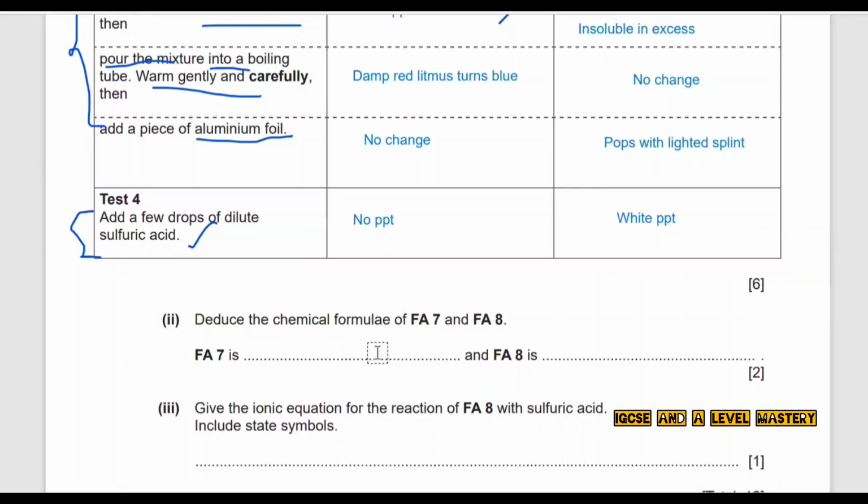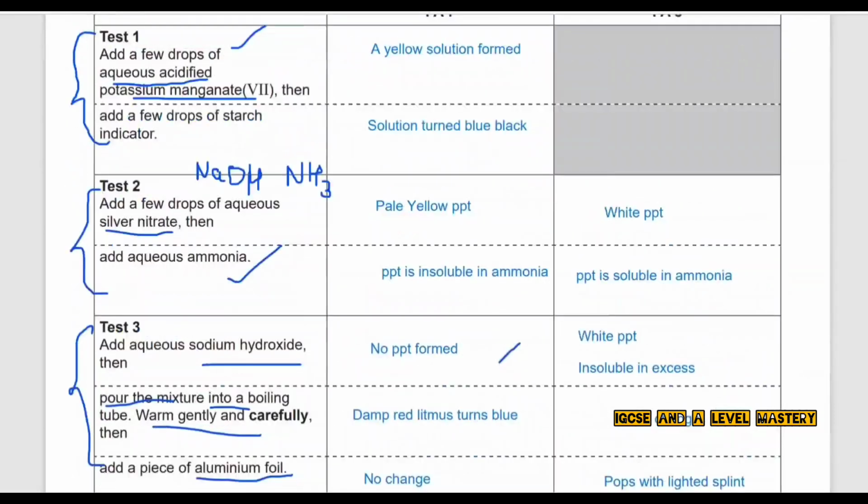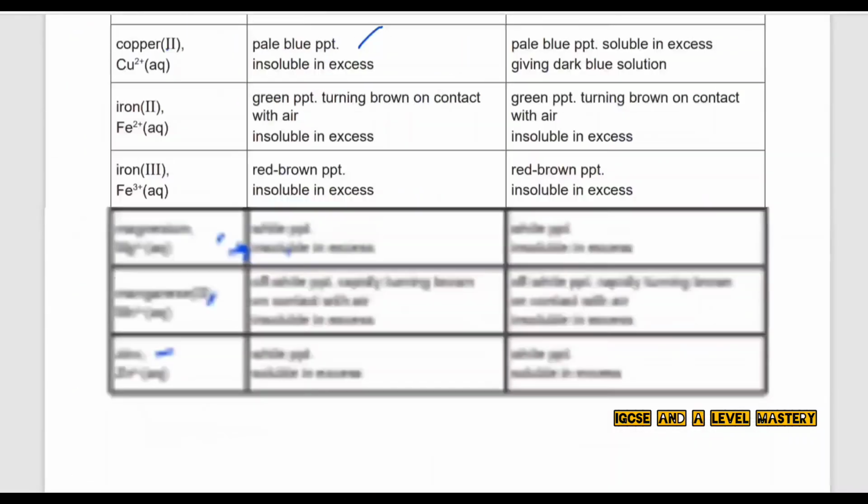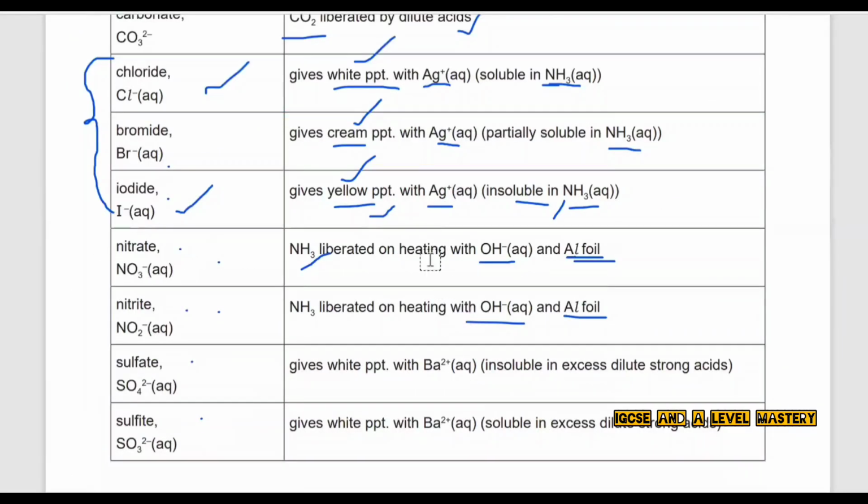So it has both cation and anion. Let's start with Fa7. From test 2, wherein we did the test for anions, we were able to see a yellow precipitate, and the precipitate was insoluble in ammonia, right? If we look at the test for anions, there are three tests that we did: chloride, bromide, iodide, and we saw a yellow precipitate insoluble in aqueous NH3, which shows the presence of iodide ion. So obviously the anion is going to be iodide.